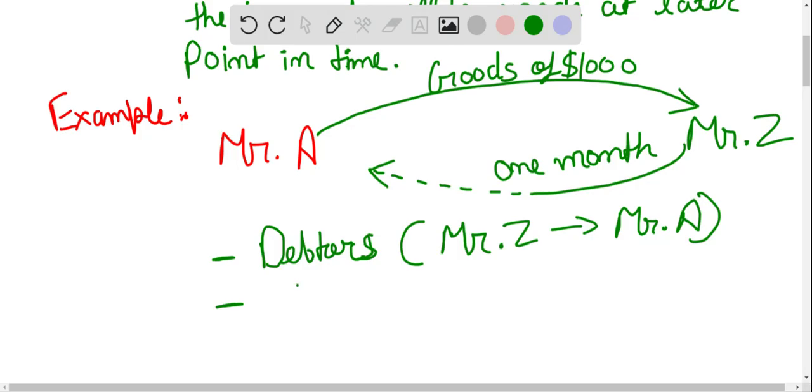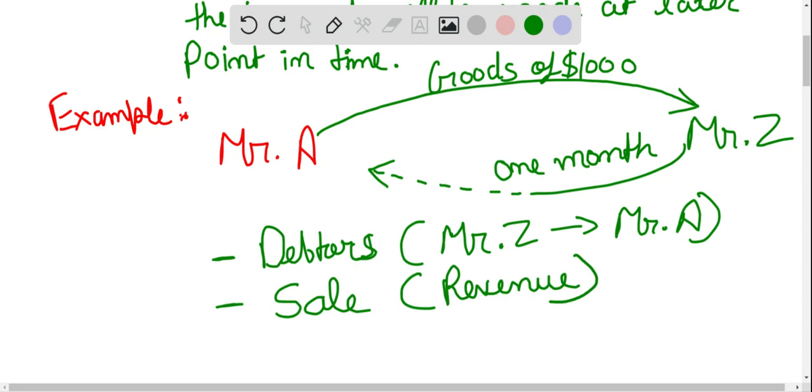Okay, and second is the sale item, that is the actual revenue, because when Mr. A sold certain goods of $1,000 to Mr. Z, so there will be the revenue which is being generated, okay, in form of sale of goods and services to Mr. Z. So that is why two accounts will be affected. First of all, debtors, and second one is sale.